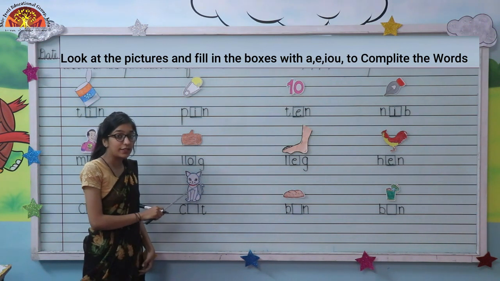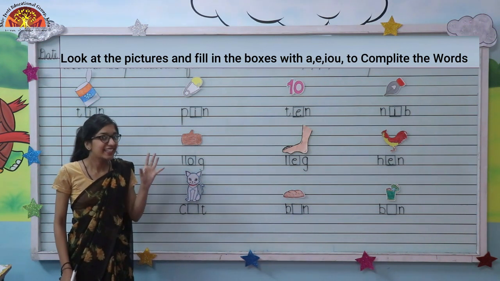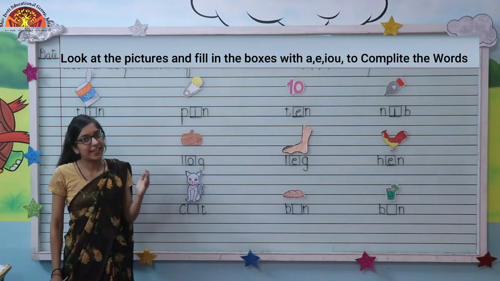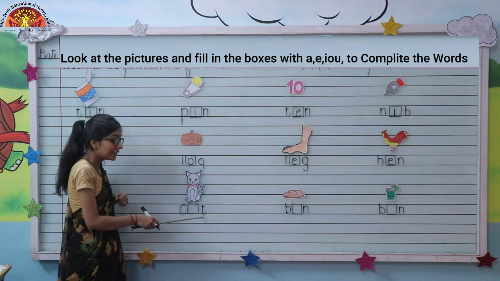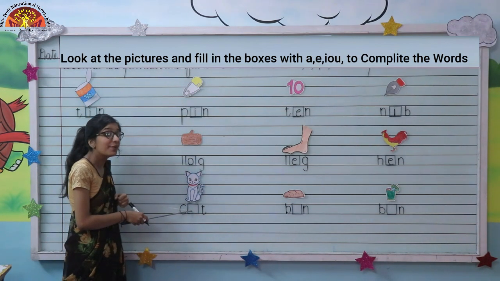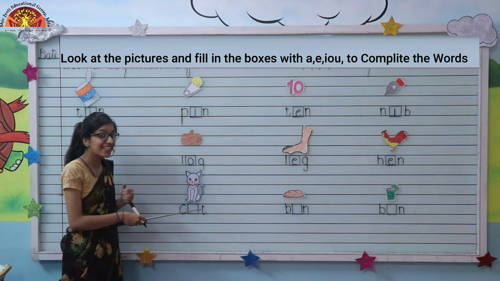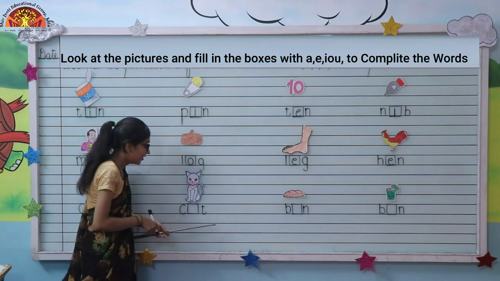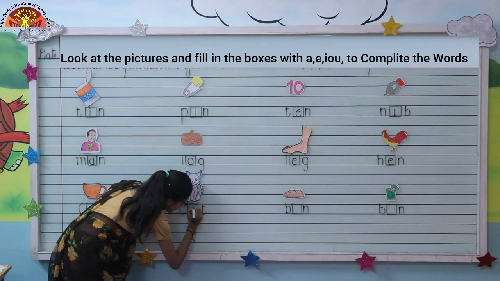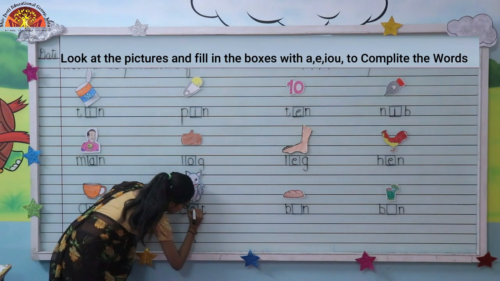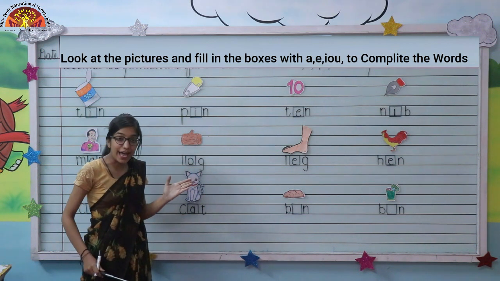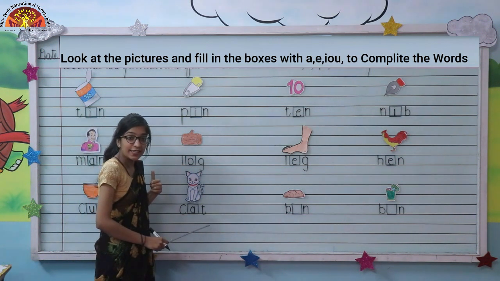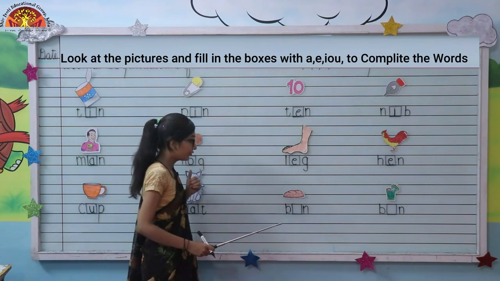Tell me, which picture is this? This is a picture of cat. The spelling of cat is C-A-T. Here you have to write the missing letter. That missing letter is A. Yes kids? So you have to write letter A here, like this. C-A-T, cat. Move to the next one.